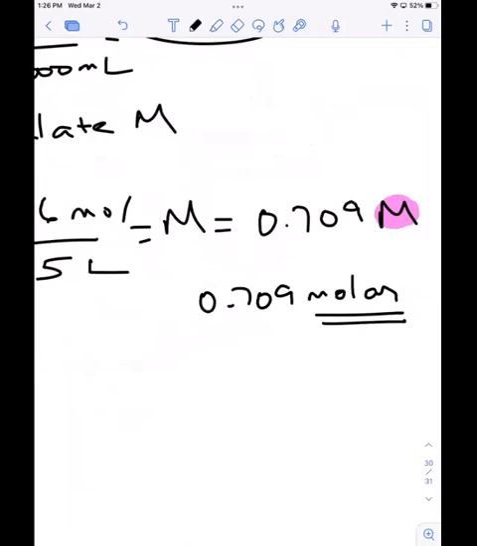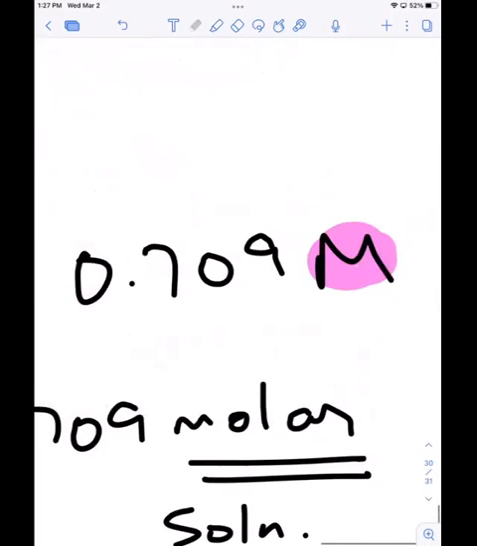Right? So the big M, we say that that's the molarity. And the way we describe the solution is that it's a 0.709 molar solution. Because one of the things that you'll see when you're working problems is that it'll give you the concentration, but it'll just show you the M or it'll say molar, 0.709 molar. That's understood to be 0.709 moles per every 1 liter. So that's what this means.